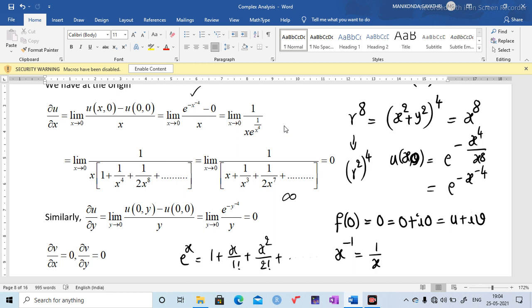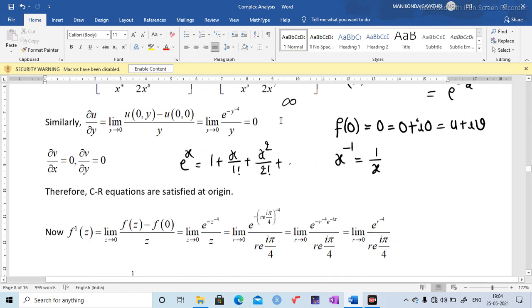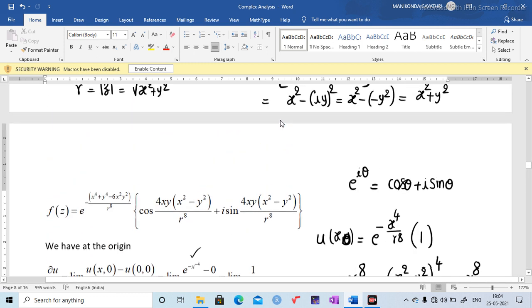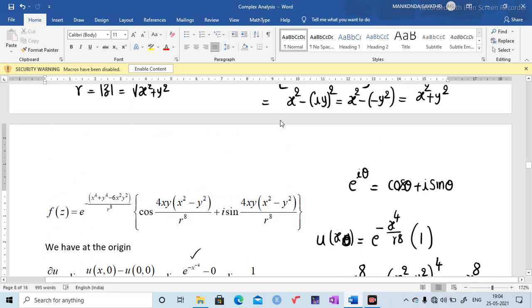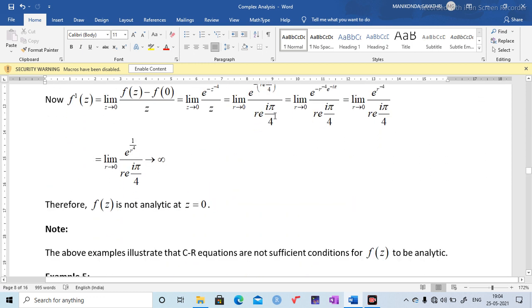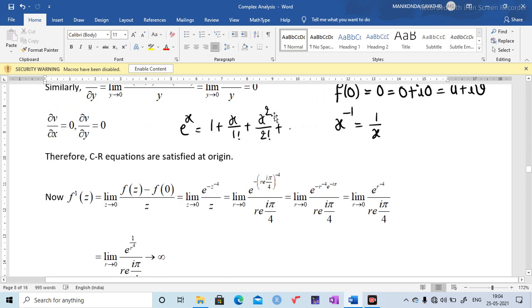Dou v by dou y is also 0. But for doing this one, we want to consider v as this term into sine, because this is the only imaginary part. So next one, therefore all are zeros, which means the CR equations are satisfied at the origin. So f dash of z equal to, this is the formula.